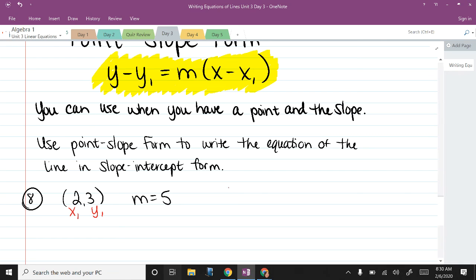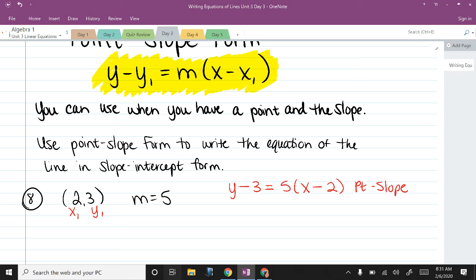So here we go. You're going to write y minus. Always, always start with y minus. Now, what number is y1? 3, equals, what number is m? 5, parentheses. x minus always goes there in parentheses. What is x1? 2. And there it is in point slope form. Now, the only thing is if you have negatives in your ordered pair, you'll have minus the negatives and you'll have to change them to pluses. That's all you have to do for point slope form.